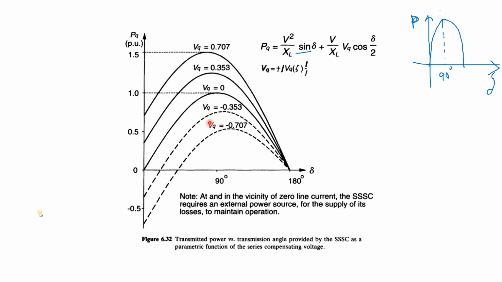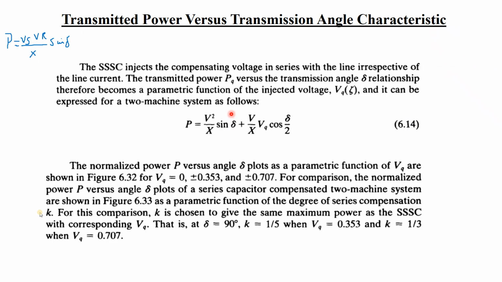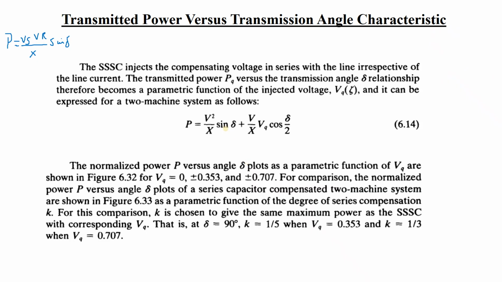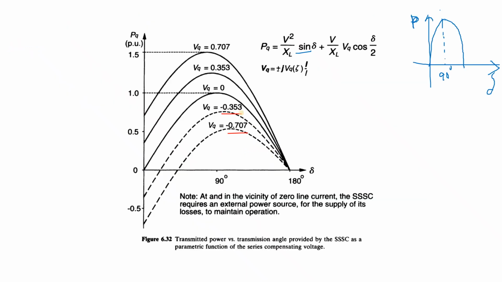Similarly in this case, since VQ is less, it is actually equal to minus 0.353. So the subtraction is less. Then what will happen? The value will again be less than 1 per unit, but it is increased. Because it can be understood that for the value of 0.707 minus 0.707, suppose this is term A and term B, you are subtracting, so obviously it is decreasing.